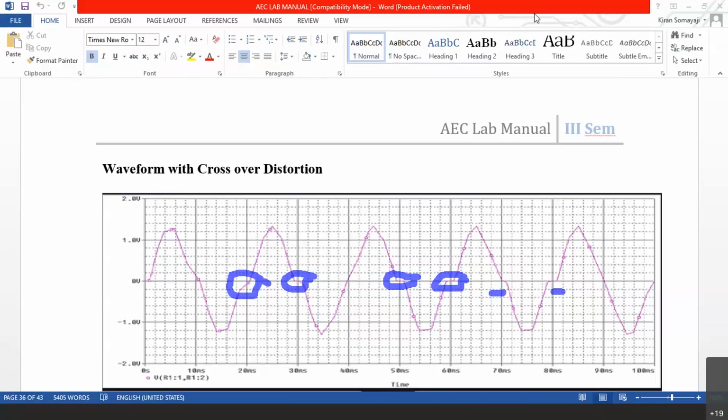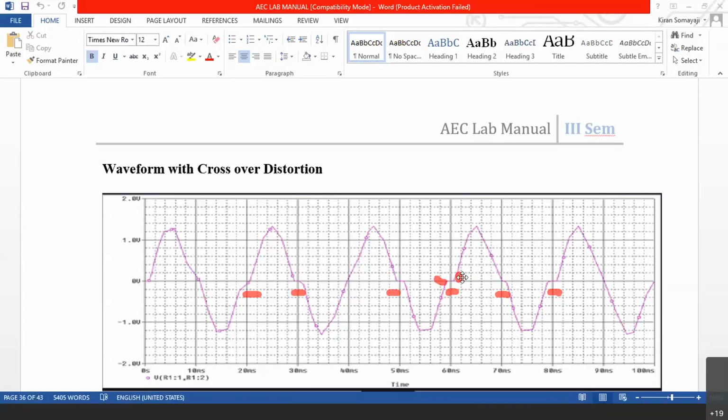Let me stop annotating and let me only underline. You can see here, here, here, everywhere. Somewhere the simulator would have missed that. Otherwise, you can see everywhere there is crossover distortion, meaning both transistors are off in this region until, see, this particular point and this particular point.